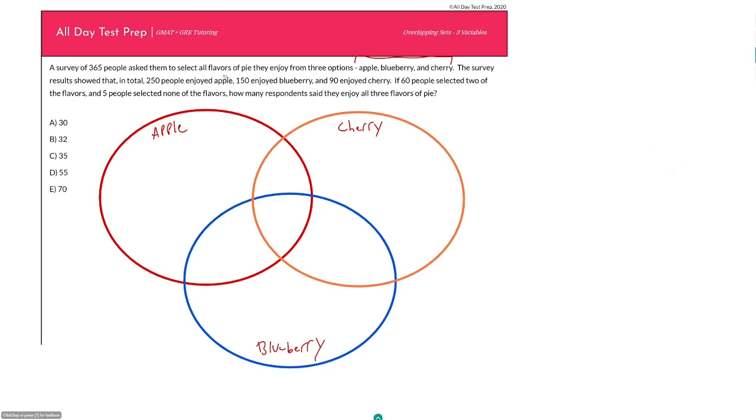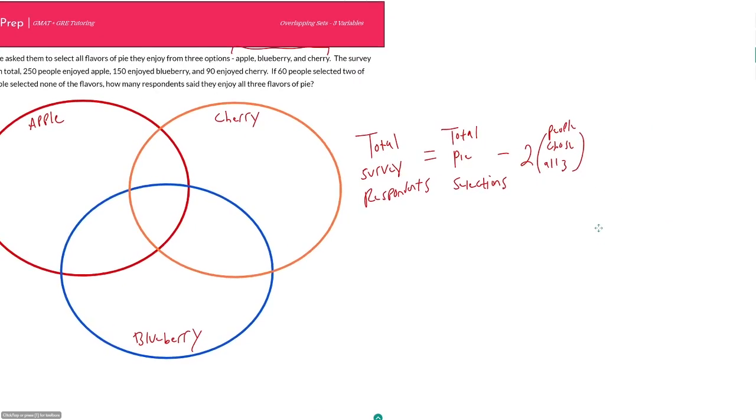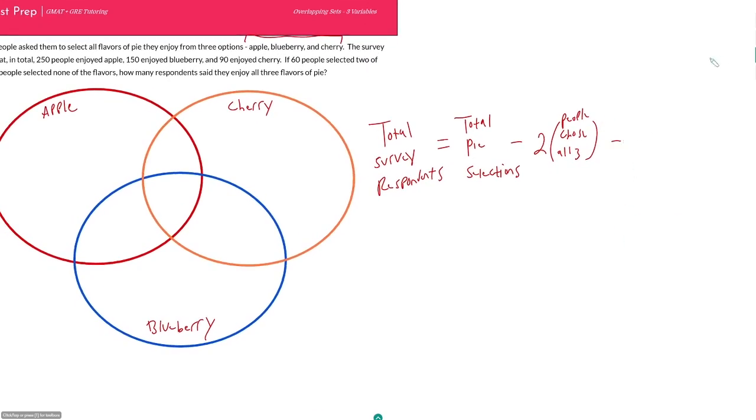And so the equation is this, and I'll put the equation in terms of our scenario here. So we got total survey respondents, and that should be equal to our total pie selections minus 2 times our people who chose all 3 pies minus our people who chose 2 pies plus our people who chose no pies.